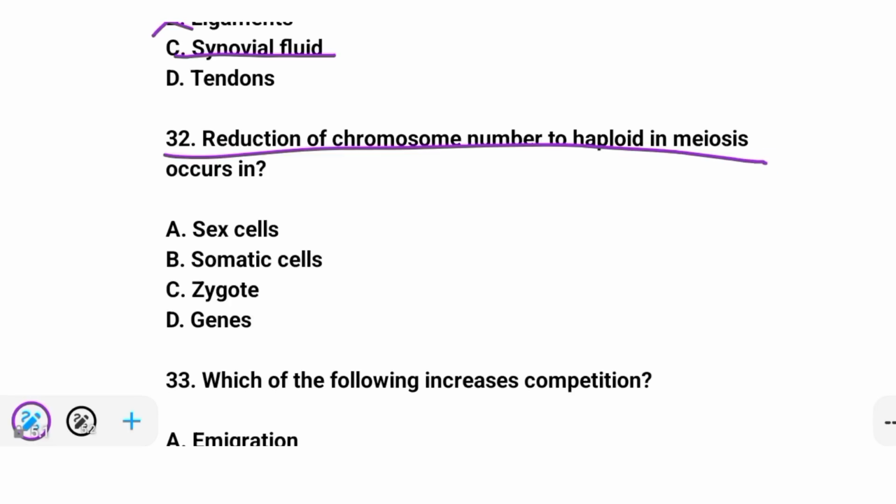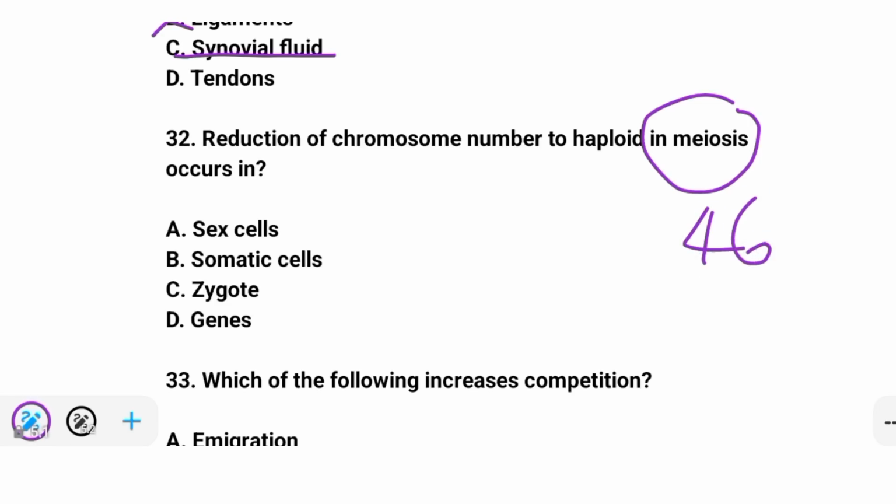Reduction of chromosome number to haploid in meiosis occurs in dash. So haploid means half or division by 2. While meiosis is a kind of cell division which produces gametes with half the number of chromosomes of the parents. So the parents will have 46 chromosomes. When the sex cells are produced, it will be 23. That is half. That's why it's called haploid.